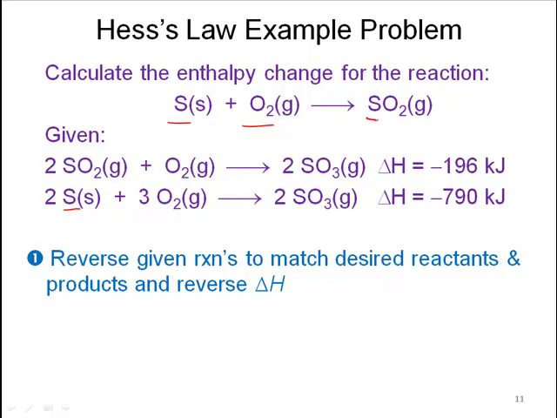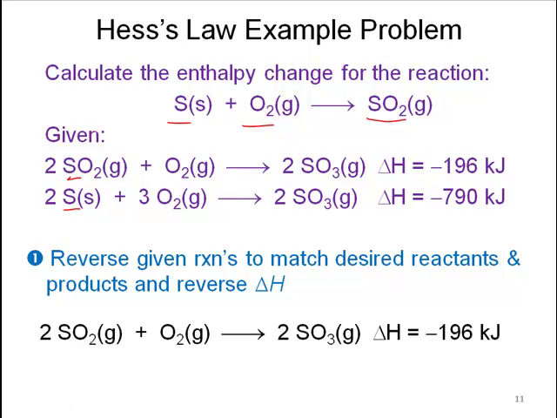SO2 on the right side. Which reaction has an SO2 on the right? Neither of them. However, there's an SO2 on the left of the first one. So what do we want to do with the first one? Reverse the first one, keep the second one the same, and we can see if just adding those together gives us what we want. So we got 2 SO2 gas plus O2. If we reverse it, what happens to the sign? Reverses. There we go.